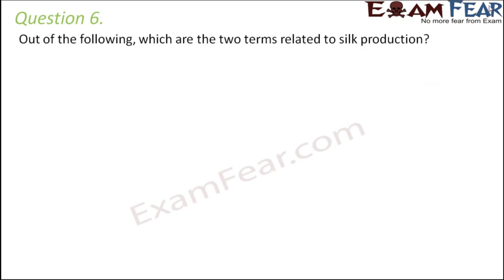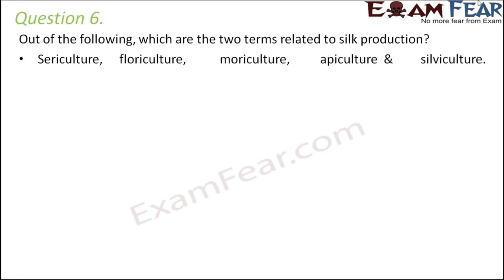Question number 6. Out of the following, which are the two terms related to silk production? So you have almost 5 terms here. Now what is sericulture? Sericulture is rearing of silkworms. So yes, this is related to silk production because silkworms produce silk. Floriculture is nothing related to silk. It has to do with flowers, and flowers are not related to silk.